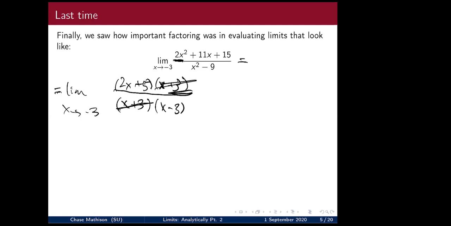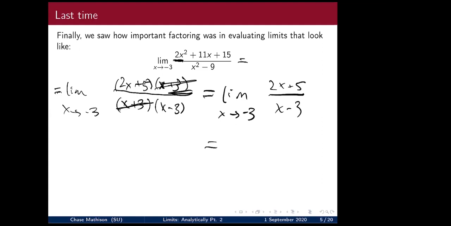And the reason I'm allowed to cancel that thing that might be 0 in the top and bottom, again, is because we're looking at the limit. And that factor is only 0 when x is equal to -3, but that's exactly where I don't care exactly what's happening. I care about only what's happening close to that point. So you can cancel out that factor, and then when you do, 2x plus 5 over x minus 3.